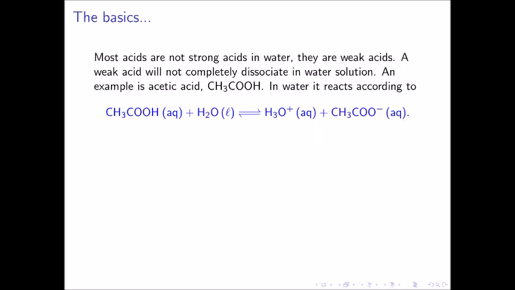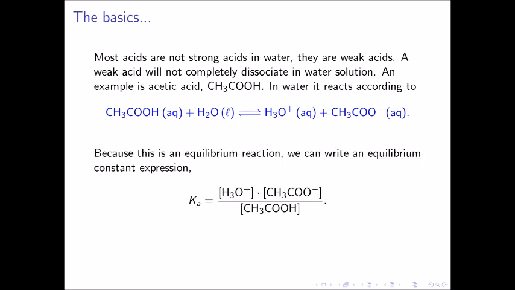Most acids do not behave as strong acids in water. They are considered to be weak acids. A weak acid will not completely dissociate in water solution. For example, acetic acid, CH3COOH, is a weak acid in water. The reaction is acetic acid plus water, in equilibrium forming the hydronium ion plus the acetate ion.